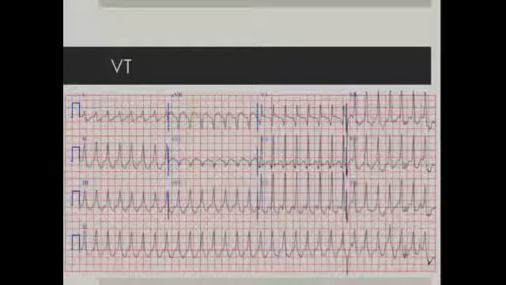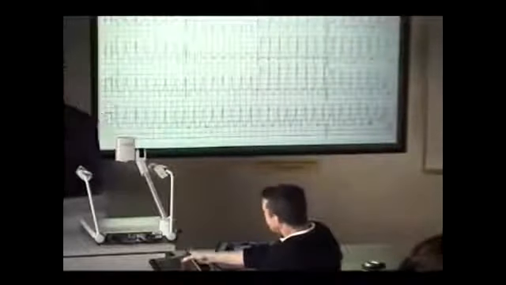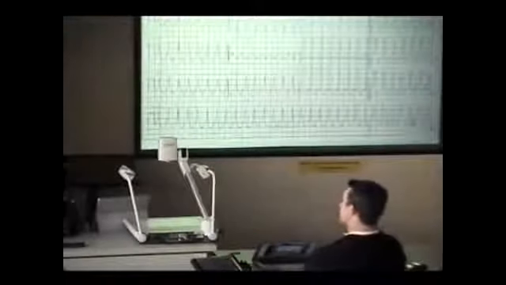So this is monomorphic VT. All of these QRS complexes look the same. That's monomorphic. So it has the same structure. This is upright in 2, 3, and aVF. So that's coming from high up in the heart, the outflow tract. And it's upright all the way from V1 to V6. So it's likely in the septal, anterior septal RVOT.